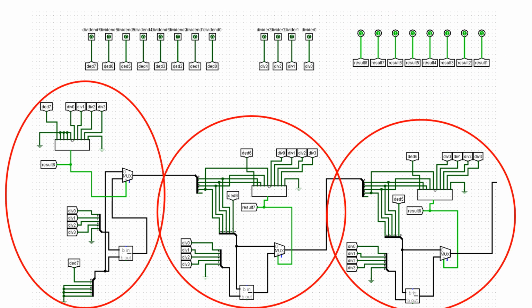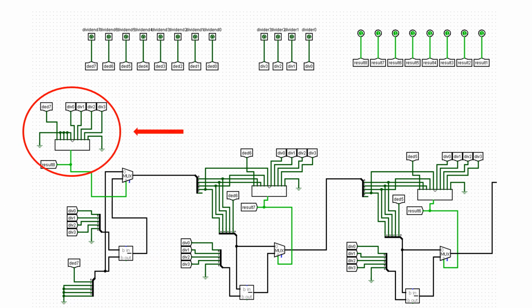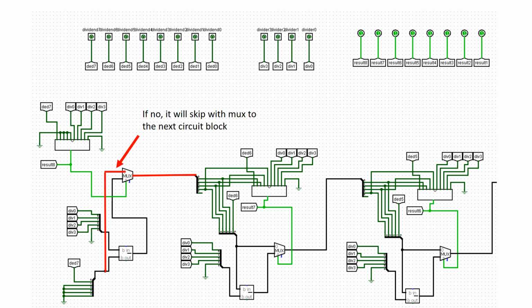Now, each block of the circuit in the red circle does one step of what we learned in the subtraction example. This block is the comparator. It will check if the divisor is greater than the first digits of the dividend. If yes, the result of the comparator block will be 1, and the subtraction will be executed by this second part of the circuit block. If no, the circuit will skip to the next block and the logic will repeat, but comparing with the next digit of the dividend. Note that the result of the comparator is also the quotient of the division.